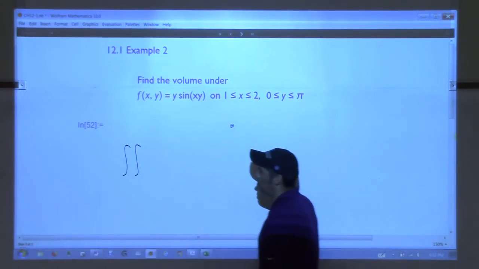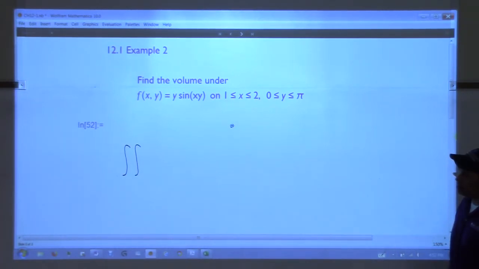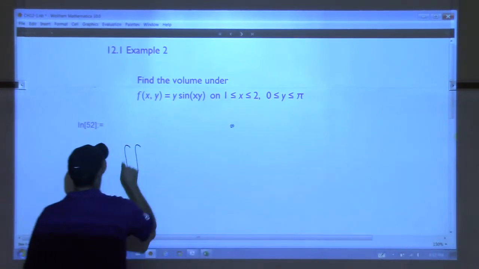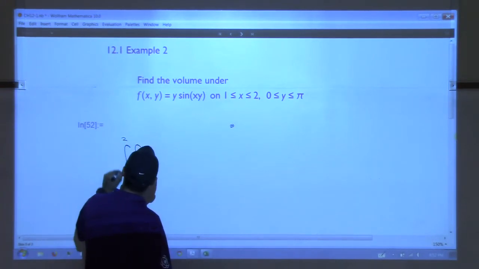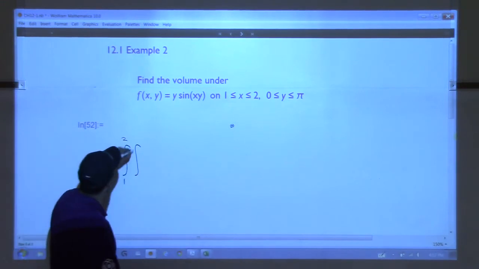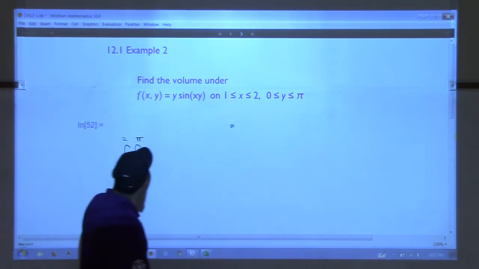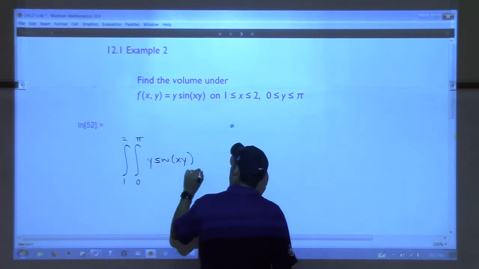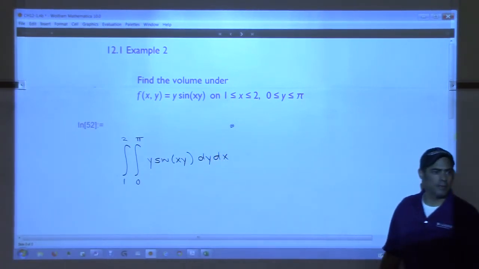Okay, who wants to share with me their double integral, their limits of integration and everything else? Go ahead, what do you got? First, the outer integral, what are your limits of integration on this one? 2 to 1? Okay. And on the next one? Pi to 0. Okay, like that. Then you have the equation y sine x times xy, and then dy dx. Okay, good. Did anyone else do it differently?